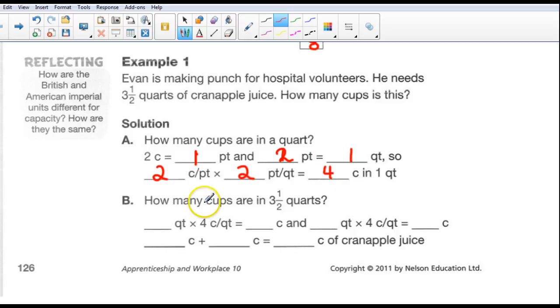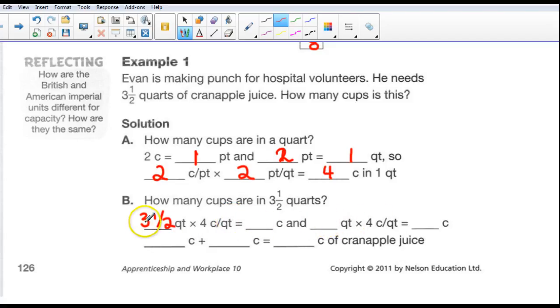Okay, the American units. So how many cups are in 3.5 quarts? We have 4 cups in 1 quart. Okay, so if we have 3.5 quarts, because that's what the question says, we have 3.5 quarts of cranapple juice. How many cups is that? We have 3.5 quarts times 4 cups per quart. Well, we can just take that number 3.5, multiply it by 4, and that's going to give us our answer. Or we can break it down like this.